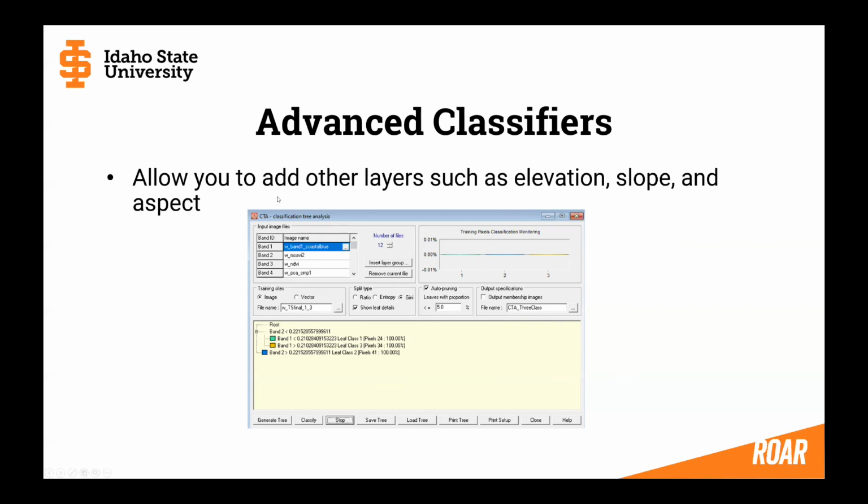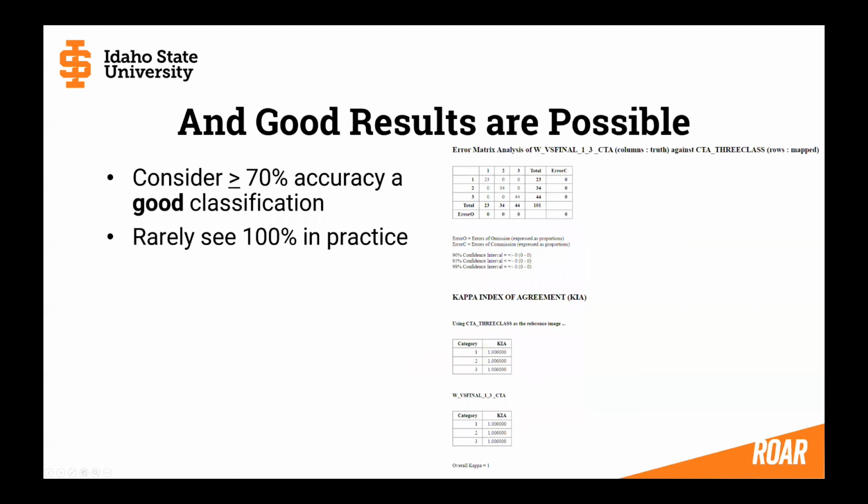Well, I ran the classifier, and of course I called this one CTA 3 class, and it broke things down, but let's see how it did this time. Once again, good results are possible. And what do I mean by a good result? Well, we normally consider greater than or equal to 70% accuracy per class and overall as a good classification. And once again, I'll remind you, we rarely see 100% accuracy across the board in practice, but we did in this case. And it's still a simple classifier.